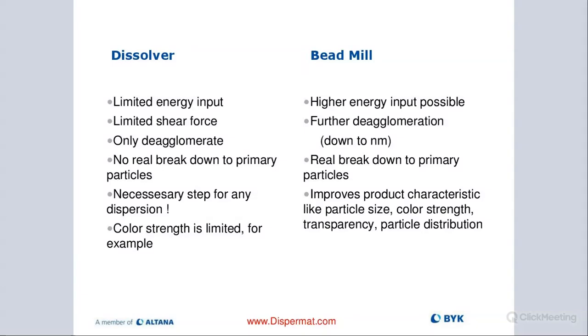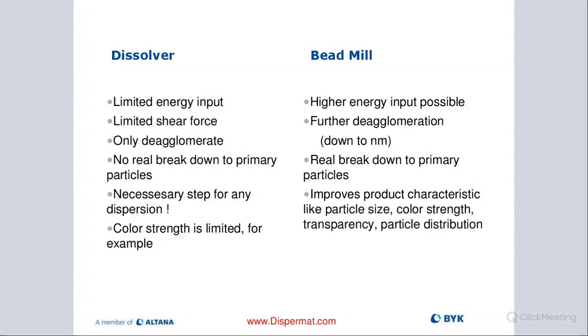So just using a Cowles blade or dissolver by itself, we're going to deagglomerate, but we have only a certain amount of energy that we can put in. So we are limited by the amount of shear forces there. So it's really only used to deagglomerate and not anything else. And we are not breaking down our aggregates to the primary particle size because we do not have enough shear. But it is a critical step for the entire dispersion process.